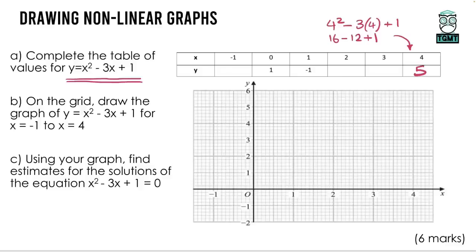So if I move on to the 3, I have 3 squared, which is 9. Take away 3 times 3, which is another 9, and then add 1. So 9 take away 9 is 0, add 1 is 1. Move on to the 2. 2 squared is 4. Take away 3 times 2, which is 6. So take away 6. And then add 1. 4 take away 6 is -2. Add 1 is -1.